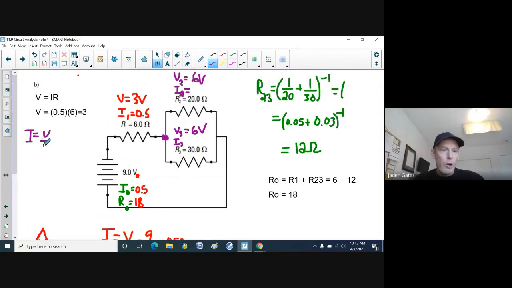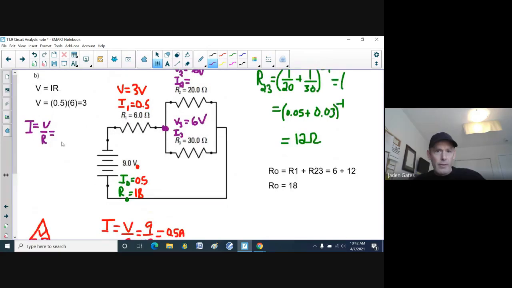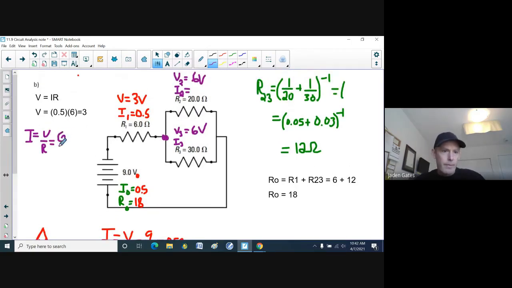All right, and so for load number 2, the voltage is 6. The resistance is 20, okay? And so if I figure that out, volts is 6 divided by 20. Let's see here, 6 divided by 20. I get 0.3. 0.3 amps. All right.